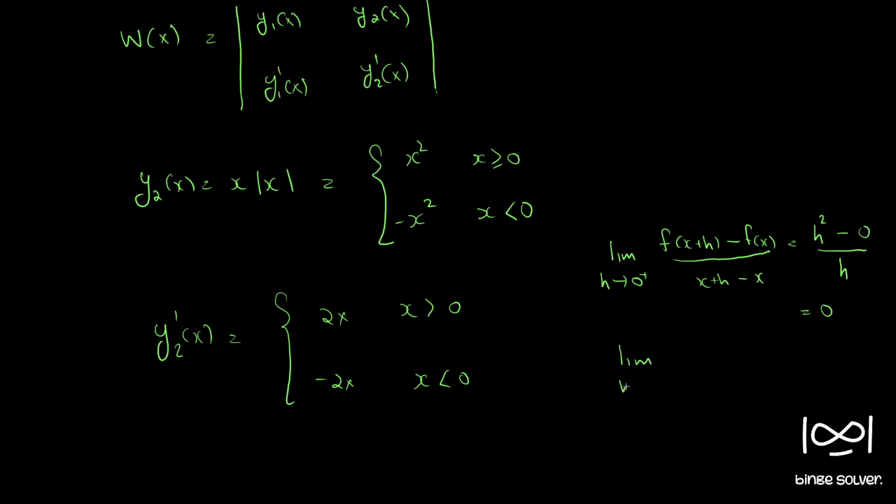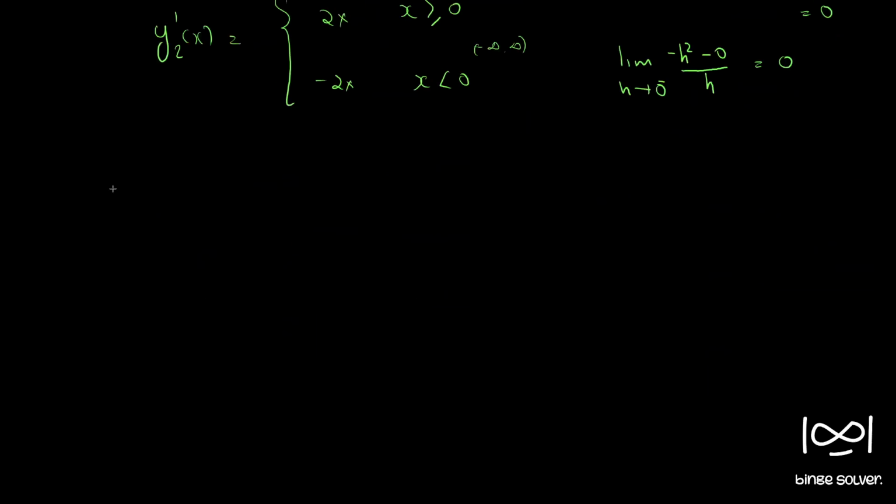Similarly, if we check the limit h tends to 0 minus of x mod x, we get minus h square minus 0 by h, the h gets cancelled, and when we apply 0 we get 0. So at x equal to 0 also, the derivative exists and it is equal to 0. So for x greater than or equal to 0, the derivative is 2x, and for x less than 0, minus 2x, and for all values from minus infinity to infinity, the derivative exists. So for this function the derivative exists.